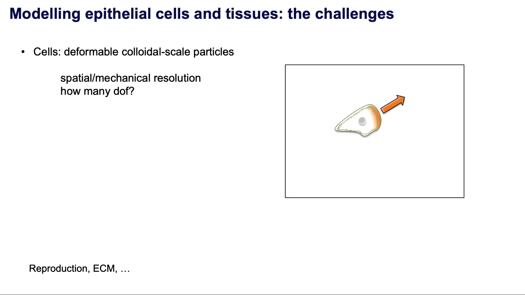So if you want to try to make a model of tissue, you have to think of what the basic ingredients are, and the basic ingredient is, of course, the cell. What is a cell? From the physical viewpoint, a cell is a colloidal-scale particle, which, however, is not rigid, it is actually deformable. So you need to think about, is the deformability important? If so, how many degrees of freedom do I need to describe this deformability, and how do I use them practically?